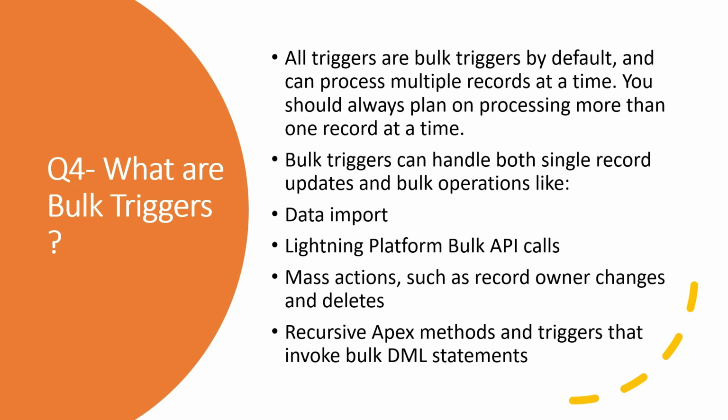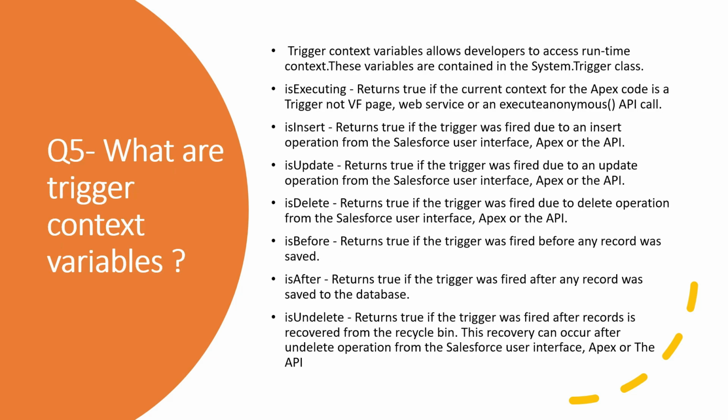What are bulk triggers? All triggers are bulk triggers by default and can process multiple records at a time. So you should always plan on processing more than one record at a time. Bulk triggers can handle both single record updates and bulk operations like data import, Lightning Platform bulk API calls, mass actions such as record owner changes and deletes, recursive Apex methods, and triggers that invoke bulk DML statements.